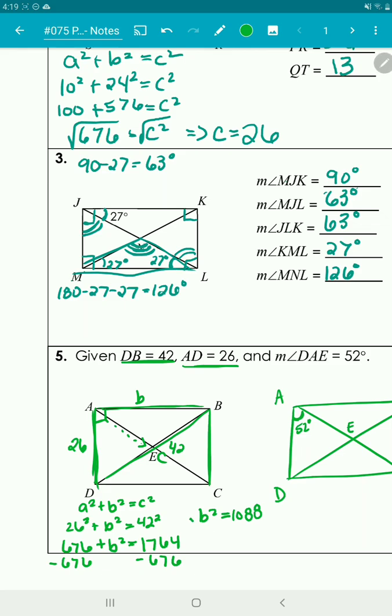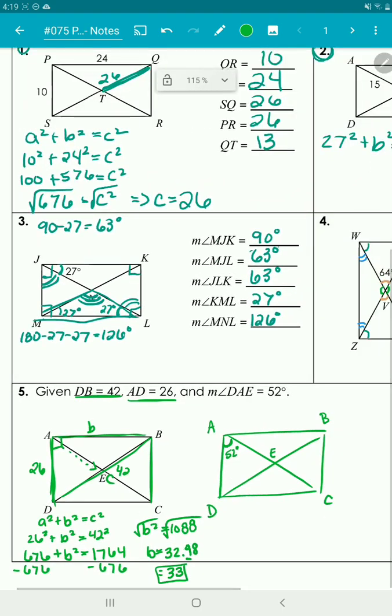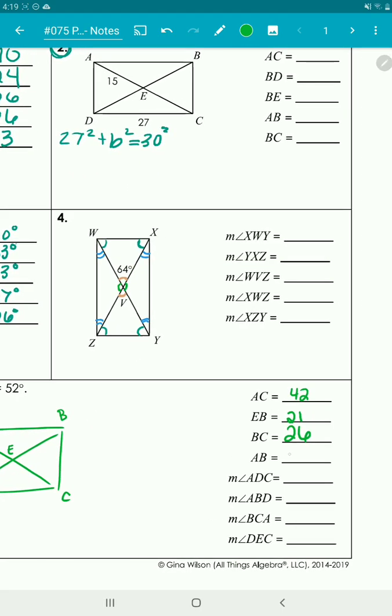And once you take the square root of both sides, it's going to give us a weird decimal number, so we're just going to cut it off at one place past the decimal. So it's 32.98, so if you round that up to one place, it's actually just going to be 33. So this other side here, this AB, is going to be 33.